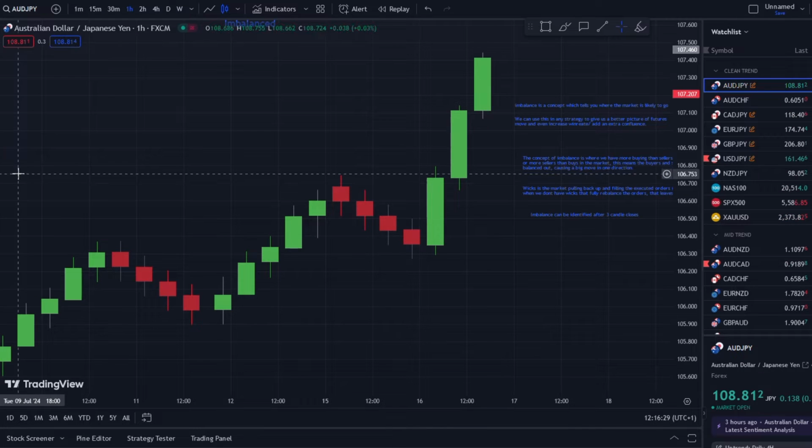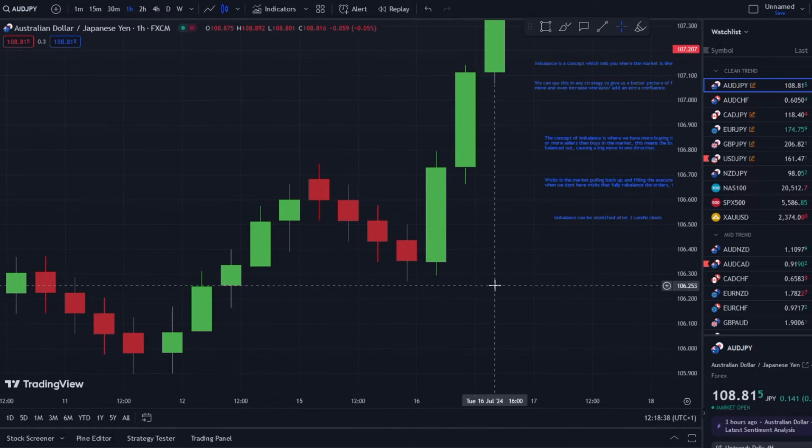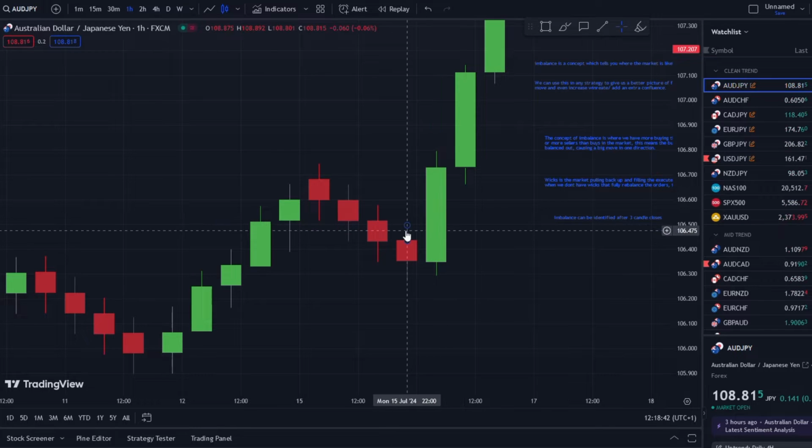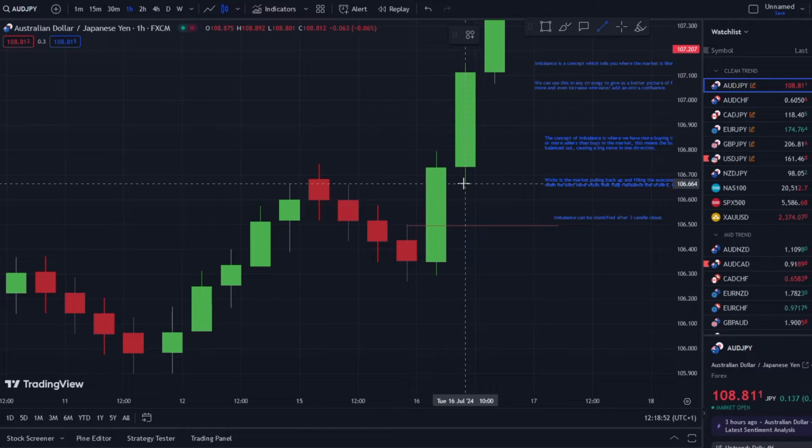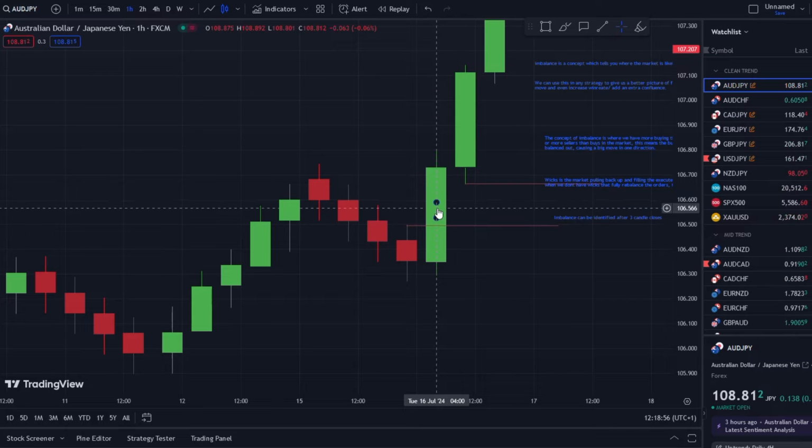To even spot the imbalance, what you need to do is look at your middle candle, and it would be the previous candle high on an uptrend. So from this candle, draw a line to the right, and then the next candle low. So the zone between these two is the imbalance for this candle.